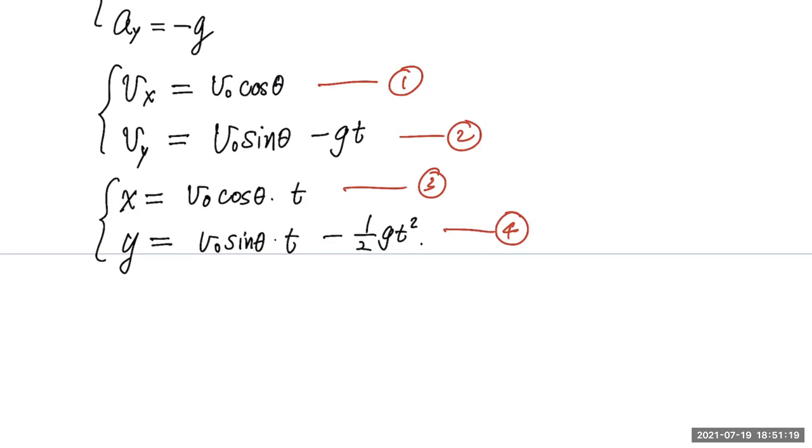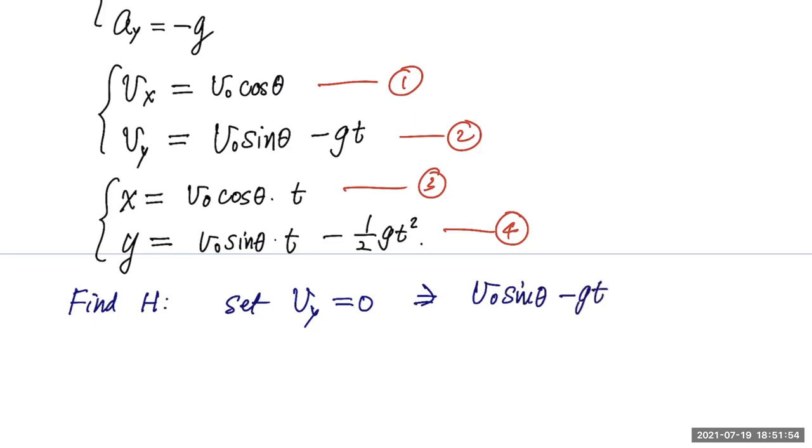So let's see if we can find the height. Okay, so we start from equation number 4, but in order to use that equation, we have to know what t is, and that in fact is obtained from equation number 2, by setting Vy equal to 0. So find h, the height attained. Okay, so you set Vy equal to 0, which means v naught sine theta minus gt equals 0.